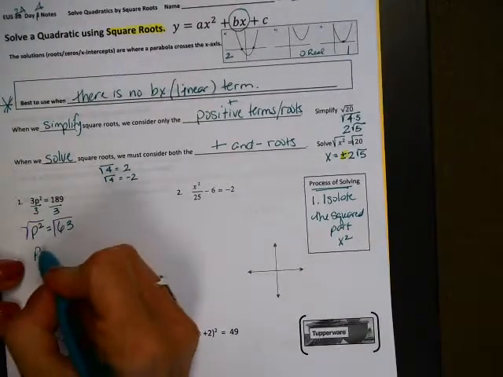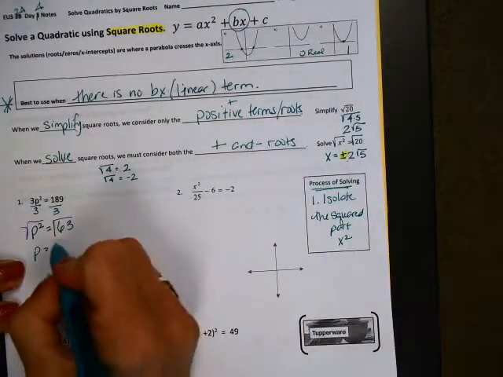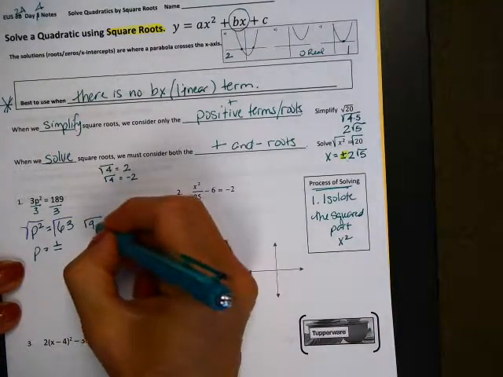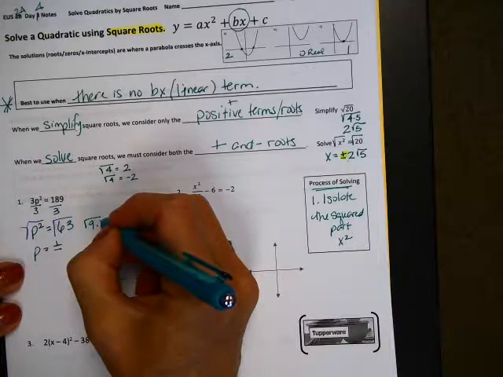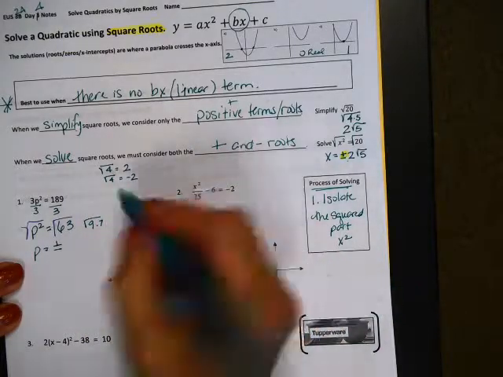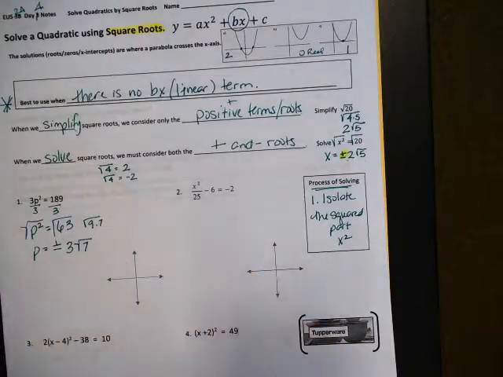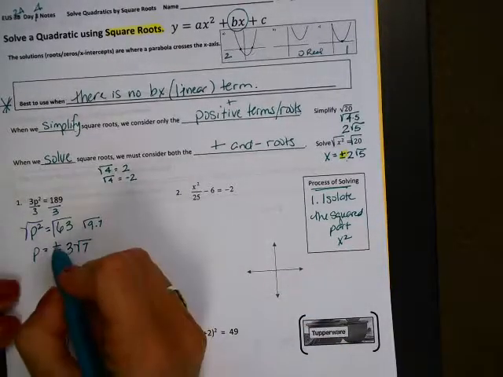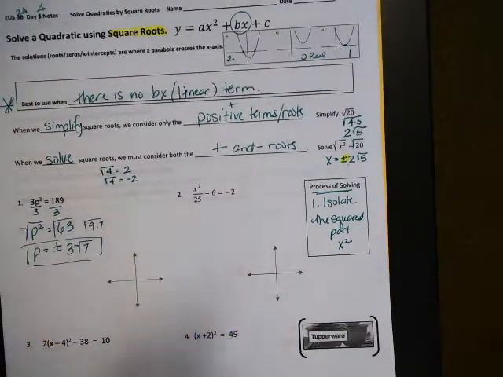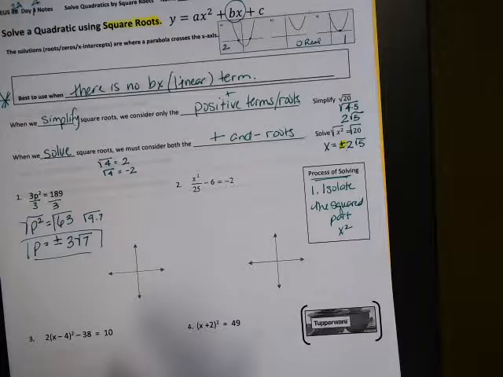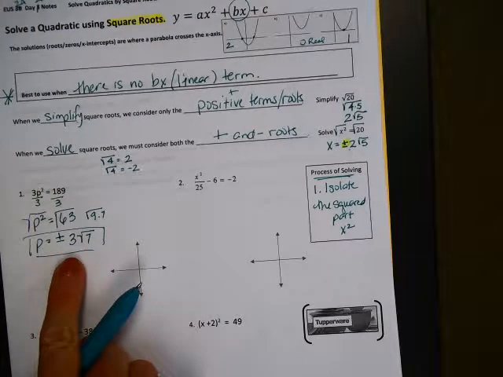So p equals, and just get in the habit, plus or minus, put that first. And then we go, okay, 63 breaks down into 9 times 7. So the square root of 9 is 3. We're left with the 7 on the outside. And there's our answer. Now, why do I have this little axis here? Because I want you to realize when it crosses on the graph, we have two different answers.